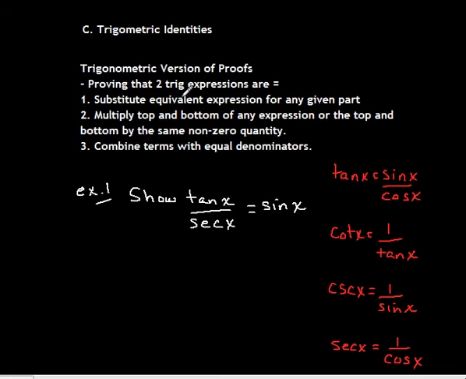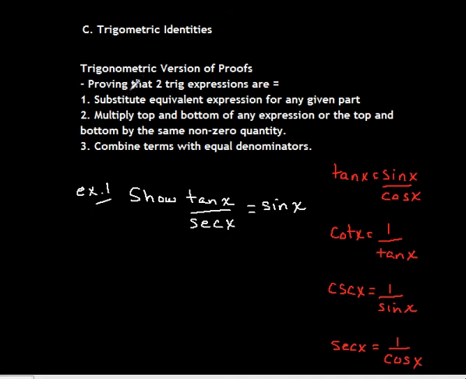Now, trig identities are trigonometric versions of proofs. So if you like proofs in geometry, then these will be fun. If you didn't like proofs in geometry, these will still be fun because they're a lot easier. Just like proofs in geometry, you can do them a couple different ways depending on which theorems you use. Doing trigonometric proofs, they also can be done several different ways.